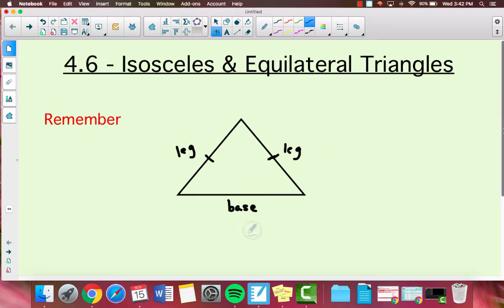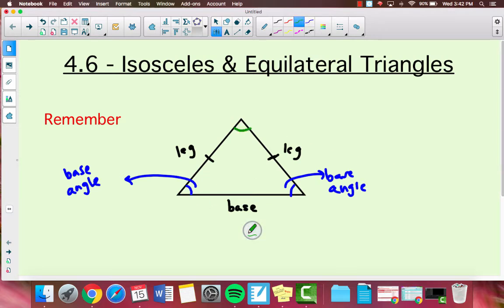Then we have two angles that are going to be the same. So maybe I mark these that are going to be the same. Those two angles right there are called the base angles. So I'm going to draw a little arrow out. That's called a base angle. And this is also called a base angle because they're two angles that touch the base. And then the very last one is going to be this top angle up here. Remember, this one will probably be different than the other two. And this right here is called the vertex angle.